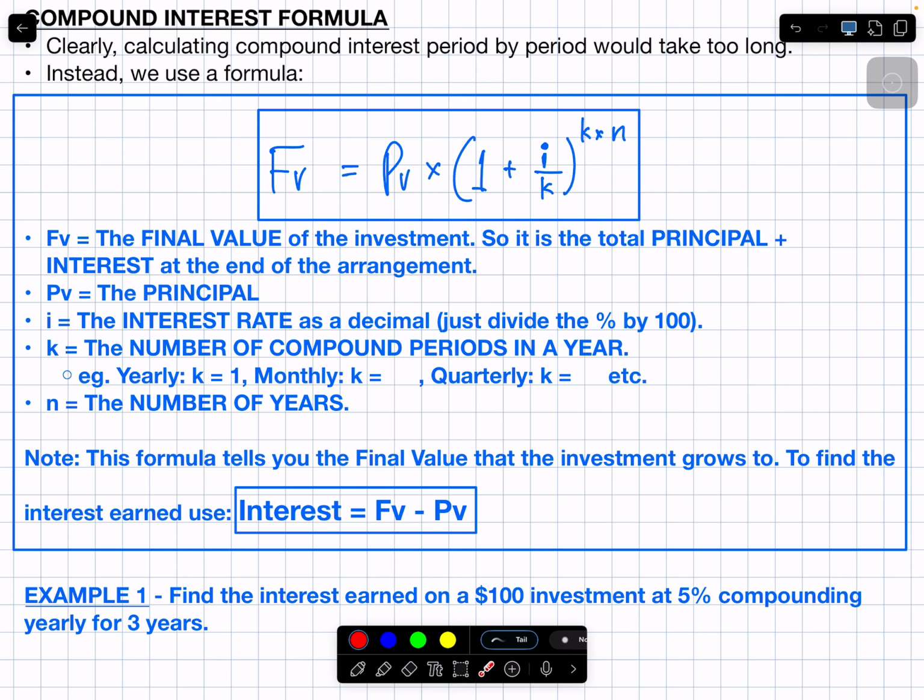K is the number of compounding periods in a year. So if the question said it was compounding yearly, how many years are there in 1 year? 1. Good. Okay, so you don't need to think about it. If it says yearly, K is going to be 1. But this one you need to think about it. If the question said it was compounding monthly, what would K be? 12. Good. So K would be 12 if the question said it was compounding monthly. How many quarters are there in a whole year? 4. Good. So if it said quarterly, 4, etc., N is the number of years.